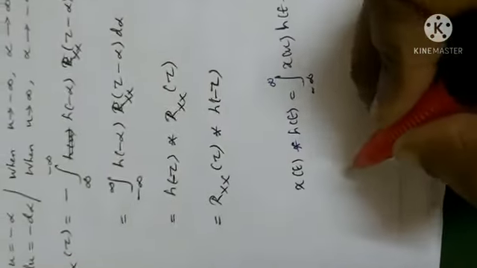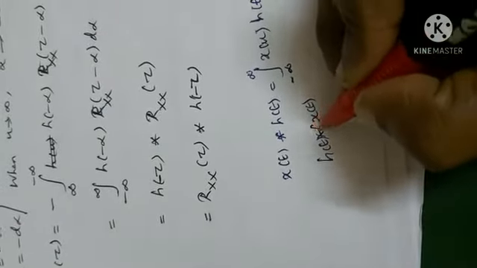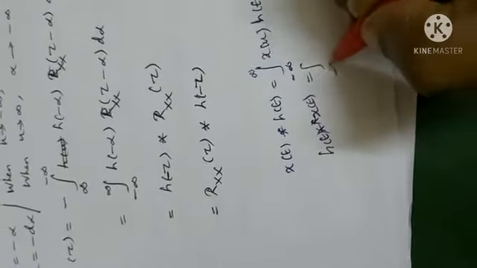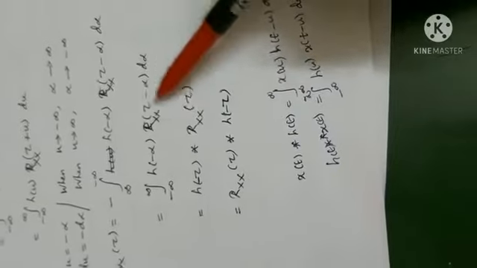We know x of t convolved with h of t, or h of t convolved with x of t, will give the same answer, okay? Here the first function should be replaced by u, the second function by t minus u, right? So the same here: the first function is replaced by alpha, the second function by tau minus alpha. It is in this order. By convolution the answers can be equal, right?